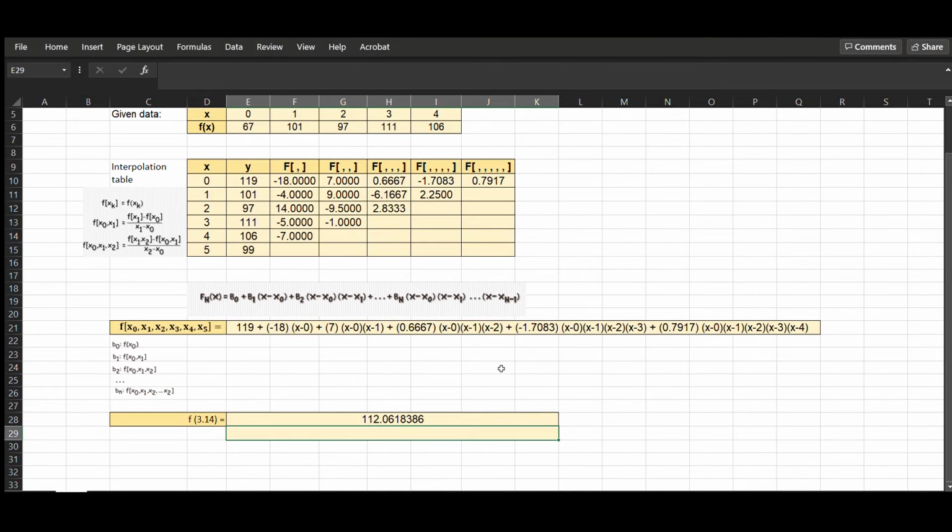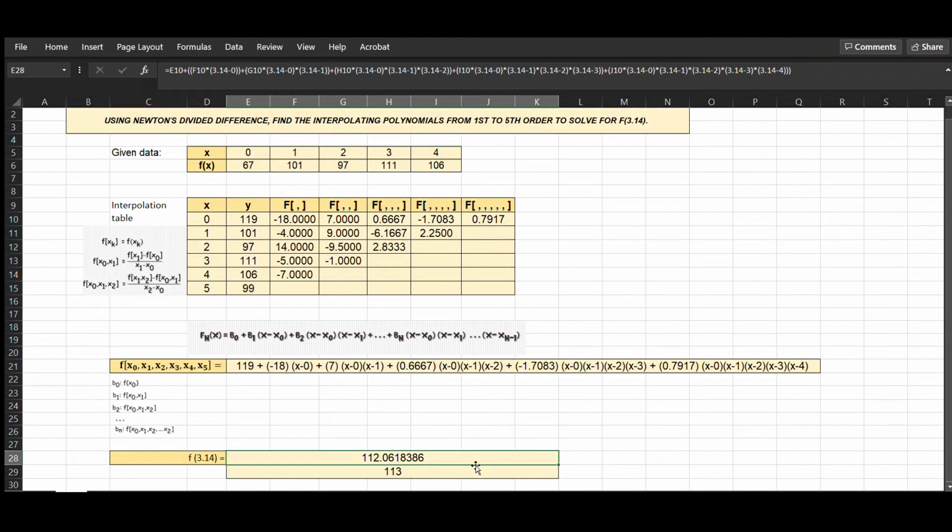But apparently we can't have the number of eggs in decimal, so let's round that up, and let's say we are estimating the number of eggs released from Peter's body to 113 at the 3.14 minute mark of the record. Therefore, we can conclude that the f of 3.14, or in the 3.14 minute mark, Peter has released 113 eggs.